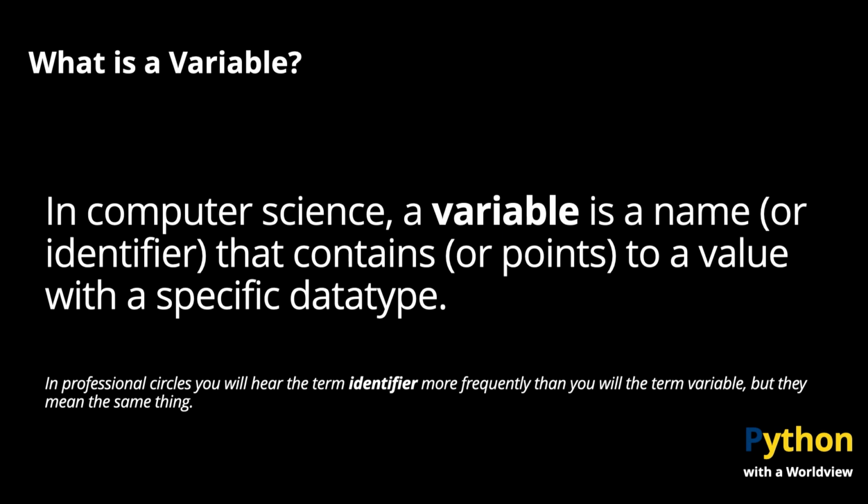What is a variable? In computer science, a variable is a name or identifier that contains or points to a value with a specific data type. If you ever get into professional computing circles, you'll probably hear the term identifier more frequently than the term variable. But for all intended purposes, they mean the same thing.